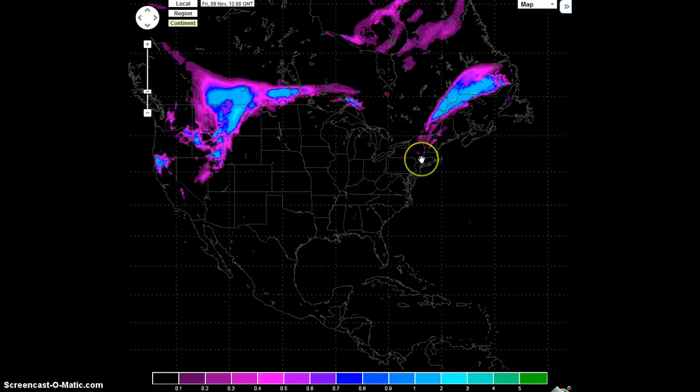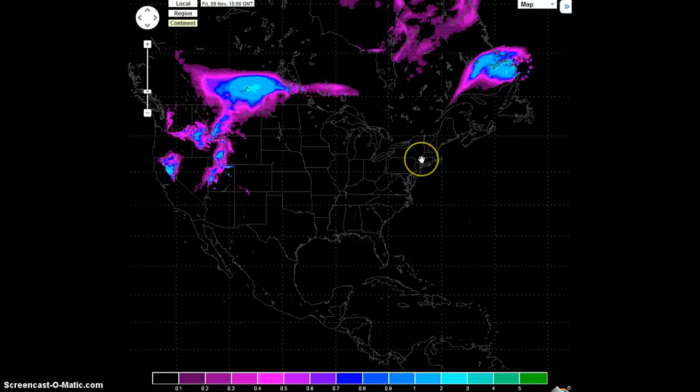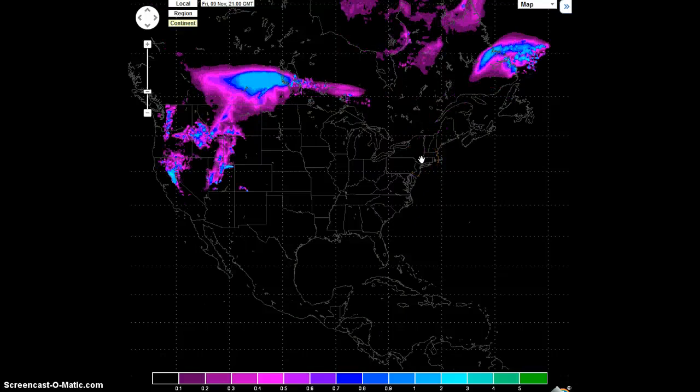And then the storm basically lifts out and dies down as we get into Friday. Looks like Friday afternoon, everything's all over with.